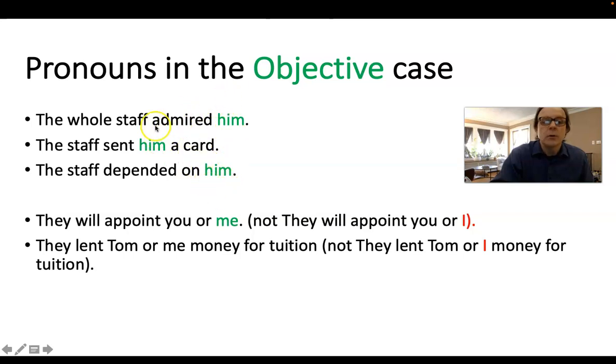And we choose a different pronoun. So the whole staff admired he. No, the staff admired him. We would use that. They will appoint you or me, not they will appoint you or I. Actually, a lot of people think I would be right, but I is a subject pronoun. It sounds kind of academic or learned, but actually me is the correct one there.